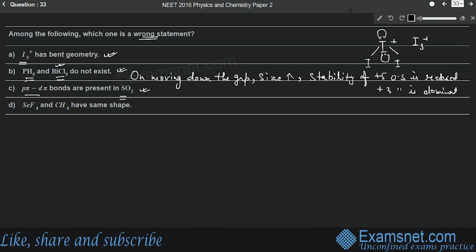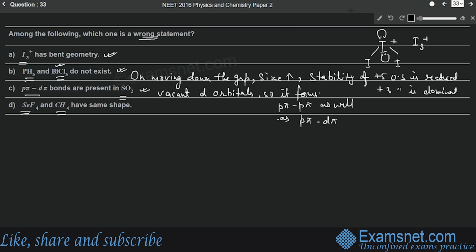Okay, because sulfur has vacant d orbitals, so it forms p pi as well as p pi d pi. Okay, so this is also a correct statement. Now the last statement says SeF4 and CH4 have the same shape.